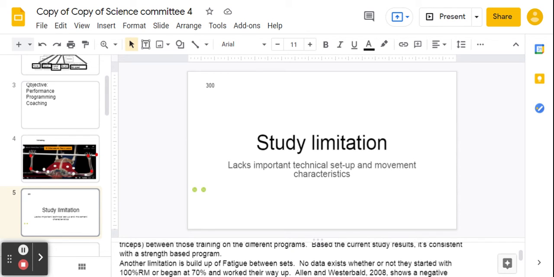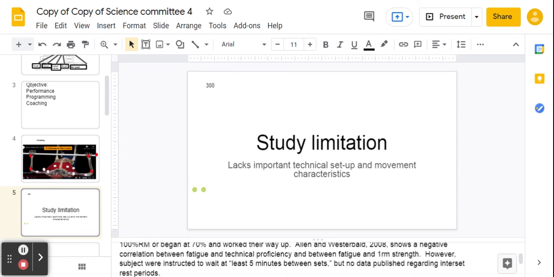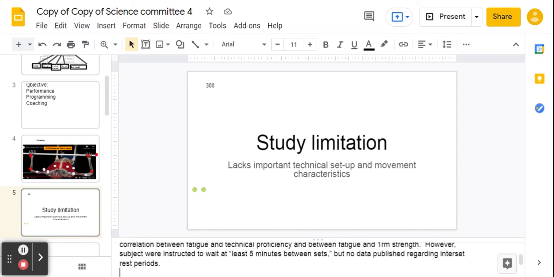One more limitation is the fatigue in between sets. So no data exists within the methodology, whether or not they started with 100% of 1 rep max or 70% and worked their way up. Allen and Westervald 2008 shows a negative correlation between fatigue and technical proficiency and between fatigue and 1 rep max. So subjects were instructed to wait at least, quote unquote, 5 minutes in between sets, but there's no data published regarding the interset rest periods.